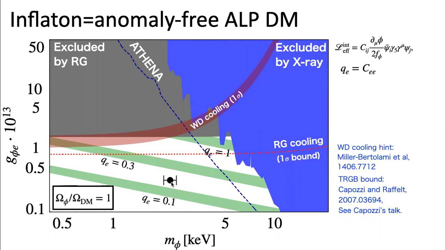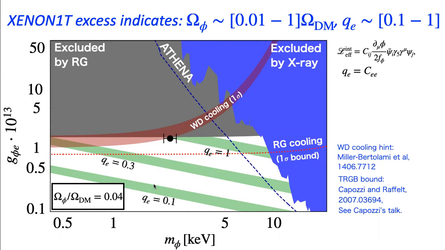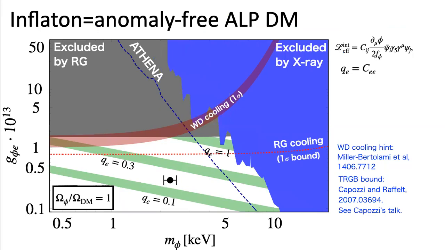So when the inflaton is the dominant dark matter, and when the PQ charge is around, say, 0.2, we can explain the excess. If we decrease the abundance of the inflaton, we find this favored region for the excess goes up. This is because with smaller number density, we need to increase the coupling to electron to have enough event rate. And also, the bound from X-ray goes up because when the number density is smaller, we have a weaker constraint. But the constraint from the star cooling does not change because it does not care whether the axion is dark matter or not.